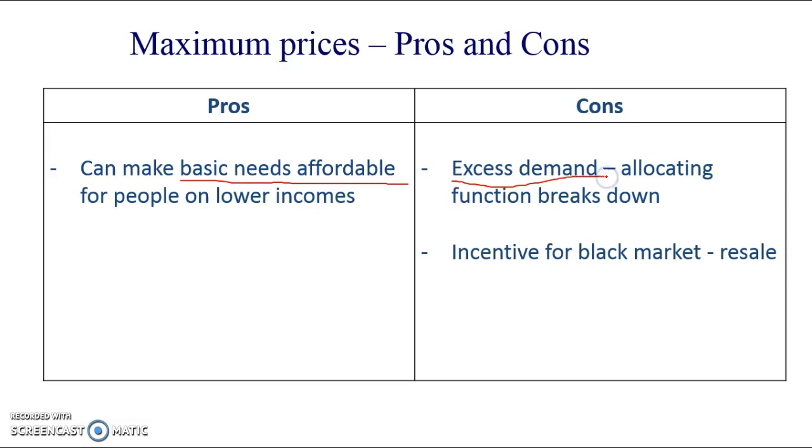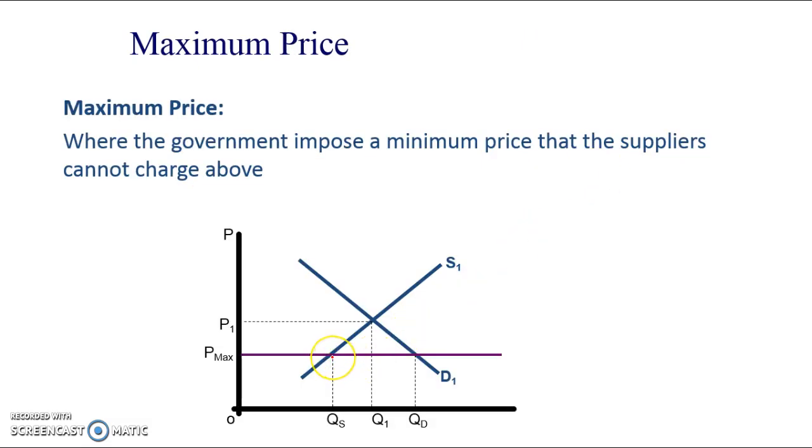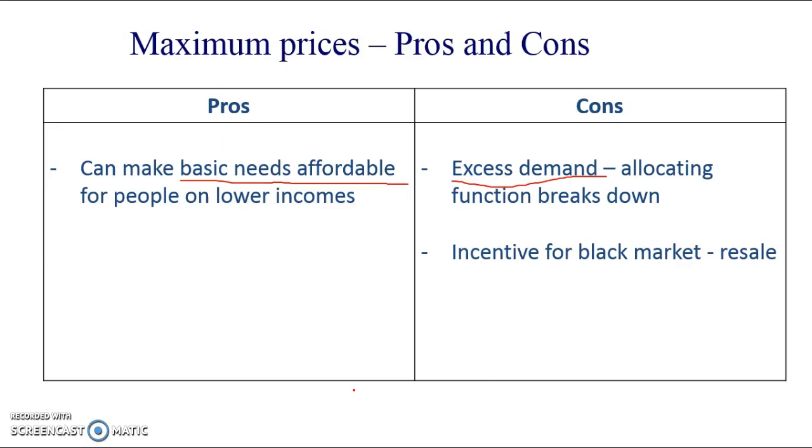And so what we're going to get, I'm going to show you in this diagram here, this amount of people are going to get this product and this amount of people want it. So how do we decide who's going to get it here? It's kind of first come, first served, isn't it? And this, what we call the allocation function, breaks down. And this is what the market is meant to do.